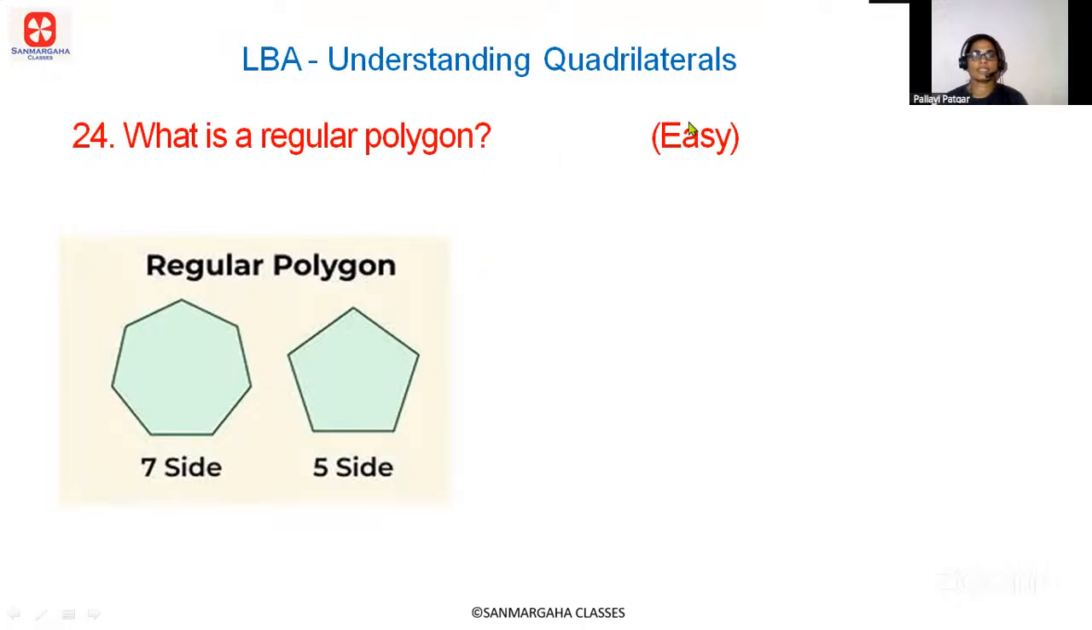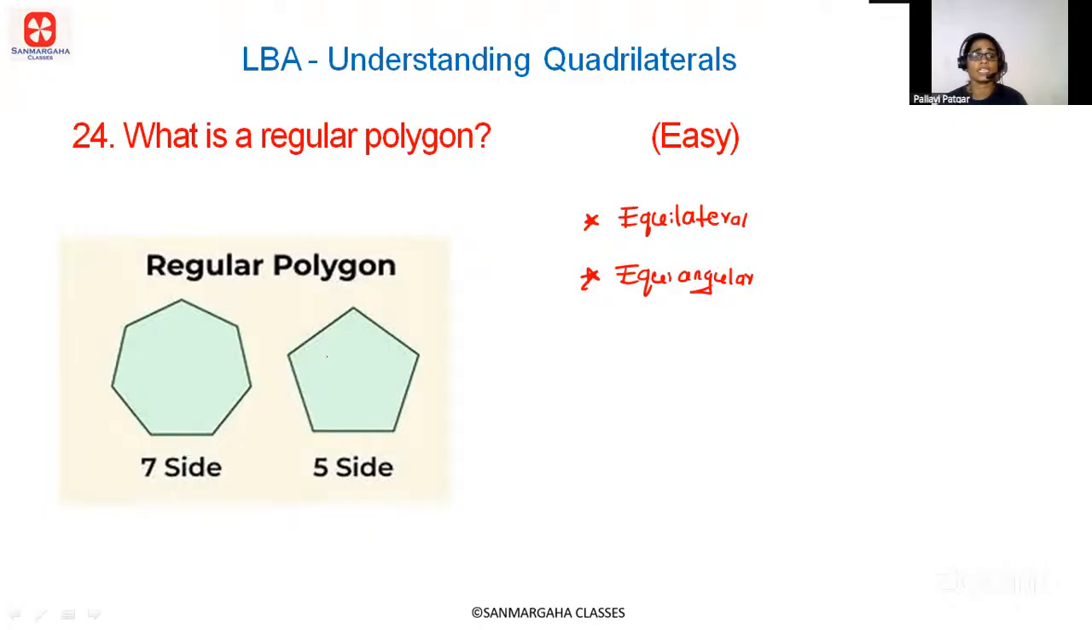Understanding Quadrilaterals. In this chapter, look at question number 24. What is a regular polygon? So here, a regular polygon is a flat, closed geometric shape that satisfies two conditions. The first one is equilateral, so all of its sides are the same length, and equiangular. Okay, all of its interior angles are the same measure.